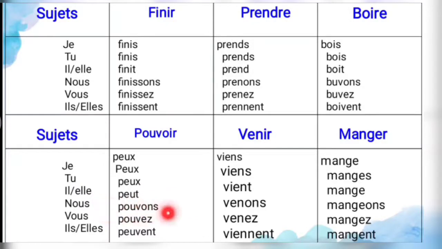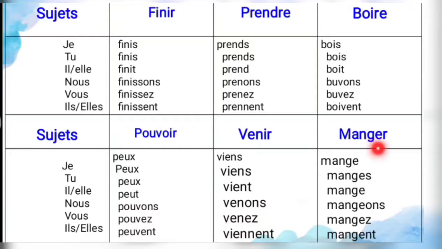Ils peuvent, they can. Elles peuvent, they can. And next is the verb venir. Venir means to come. This is also an irregular verb. Je viens, I come. Tu viens, you come. Il vient, he comes. Elle vient, she comes. Nous venons, we come. Vous venez, you come. Ils viennent, they come. Elles viennent, they come.